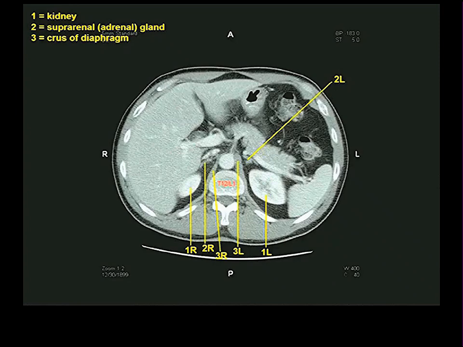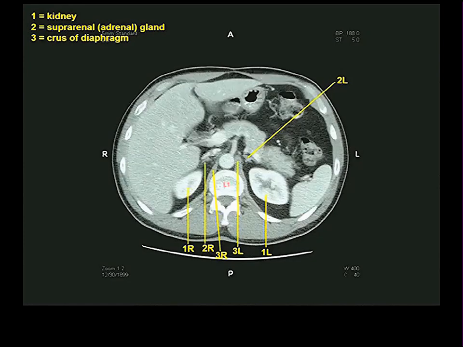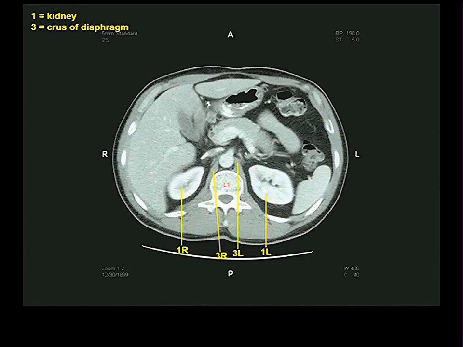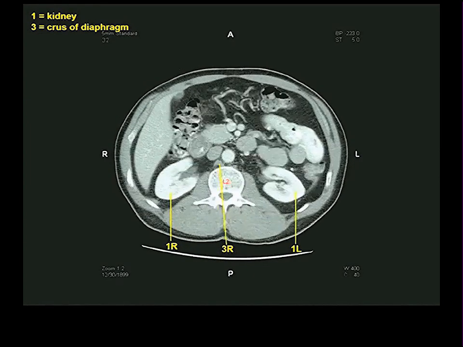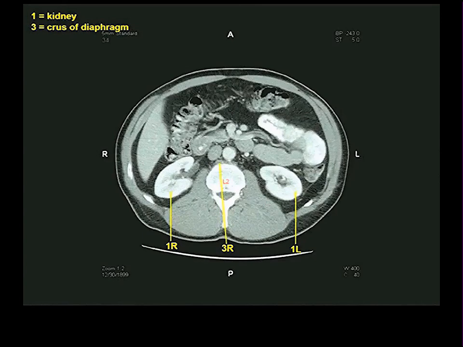3L would be called the left crus of the diaphragm. 3R would be called the right crus of the diaphragm. They look like muscle here. And then the kidneys have lots of vessels going in and out of them, which we'll talk about later.